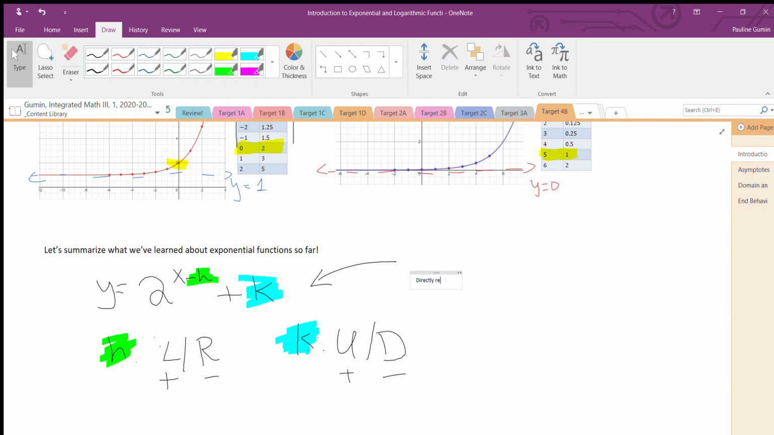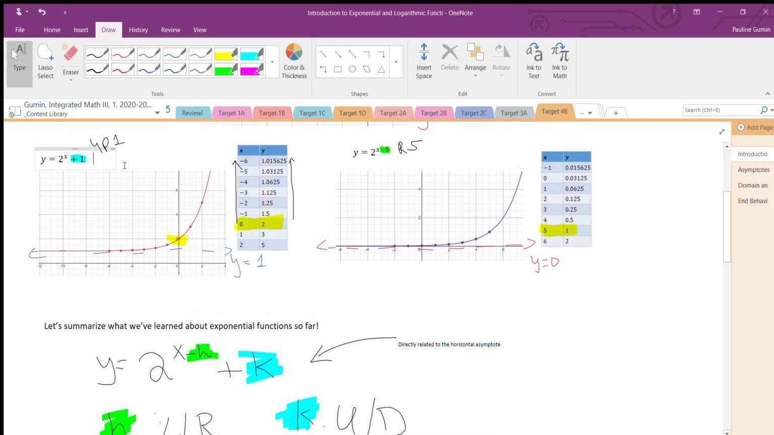Directly related to the horizontal asymptote. And what I mean is, if you take a look here, we went up 1, y equals 1. We didn't go up at all, y stayed the same.